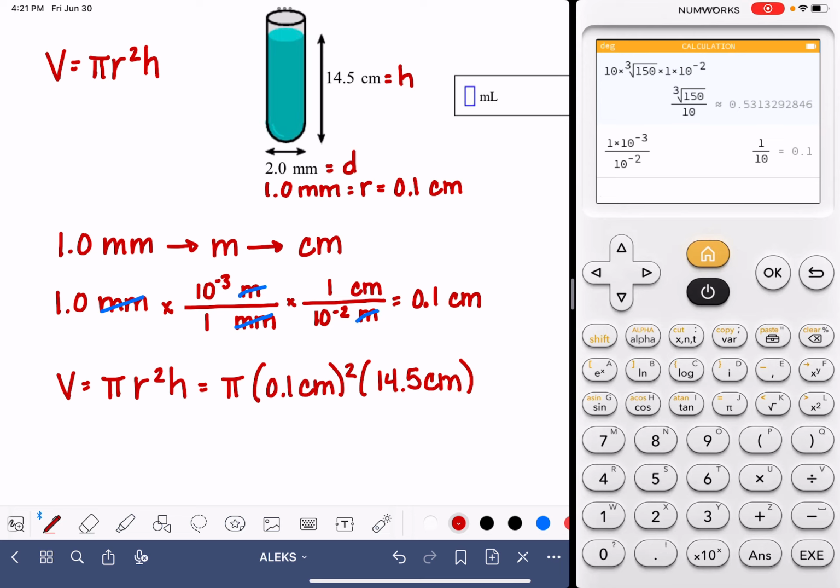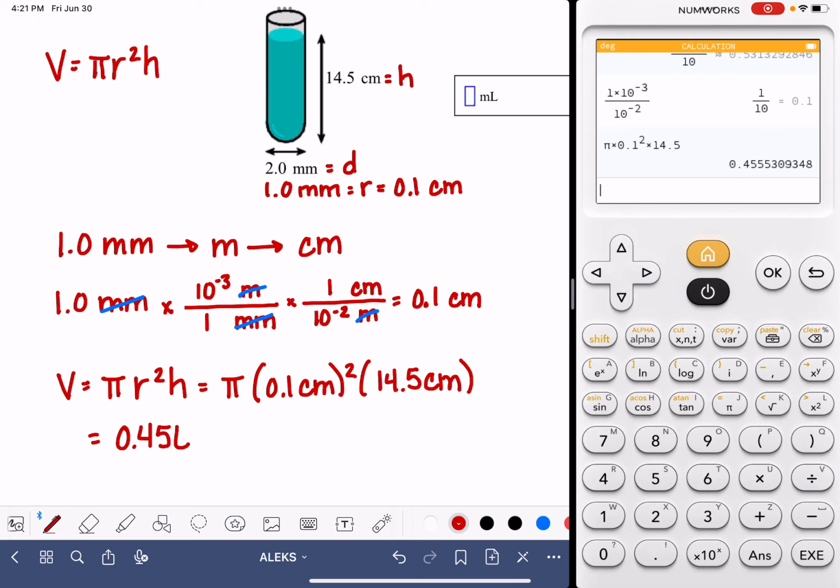Let's do the math on that. We're going to have pi times 0.1 squared times 14.5. This gives me a volume of 0.456, and my units are centimeters squared times centimeters, which is centimeters cubed.